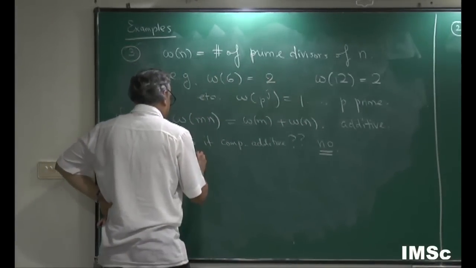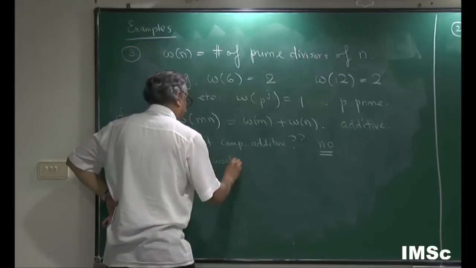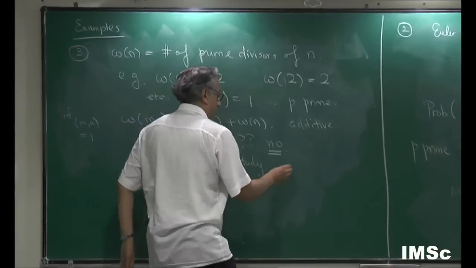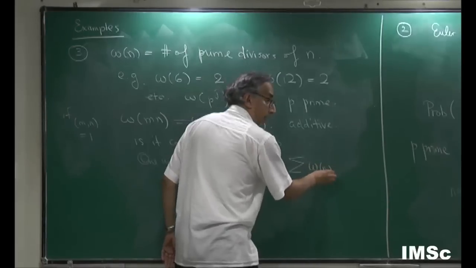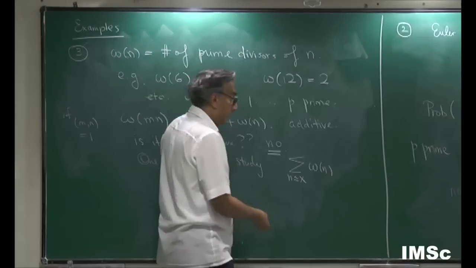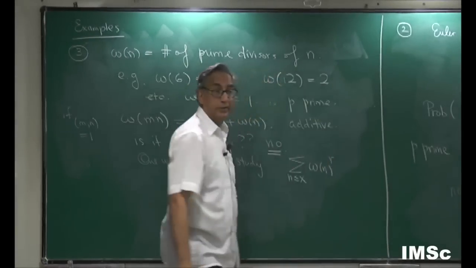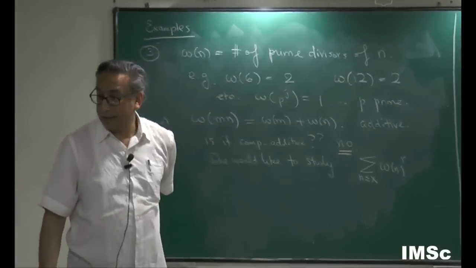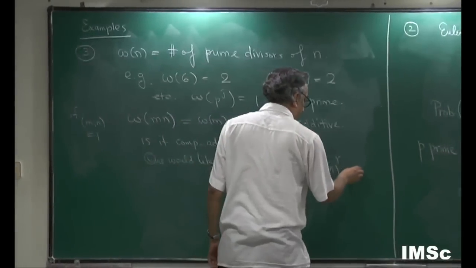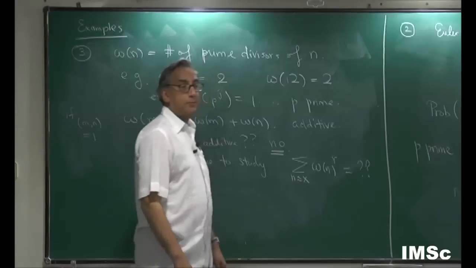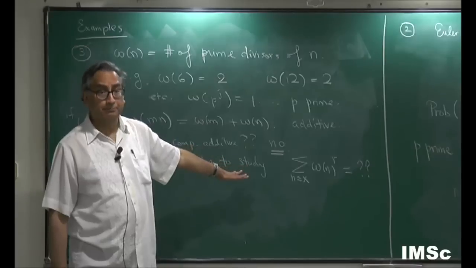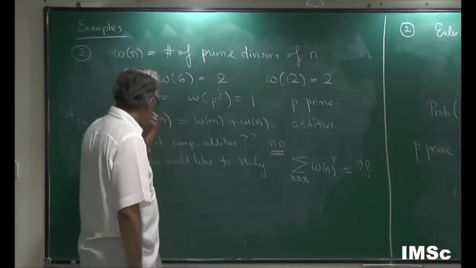And again, here, one would like to study how the function omega of n behaves for n less than x, and see how it's growing. And more generally, we would like to take powers of the function and study what are called moments. The study of these things is an important chapter in what's called probabilistic number theory. So it's another offshoot of analytic number theory.